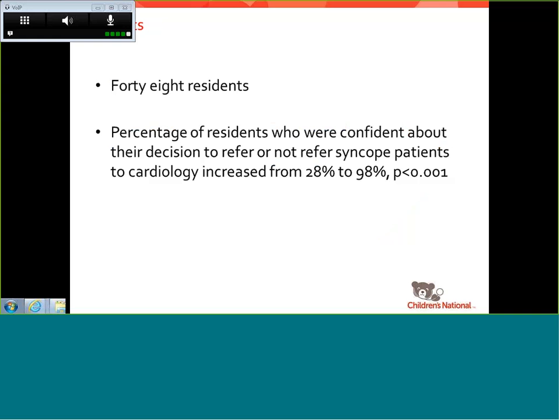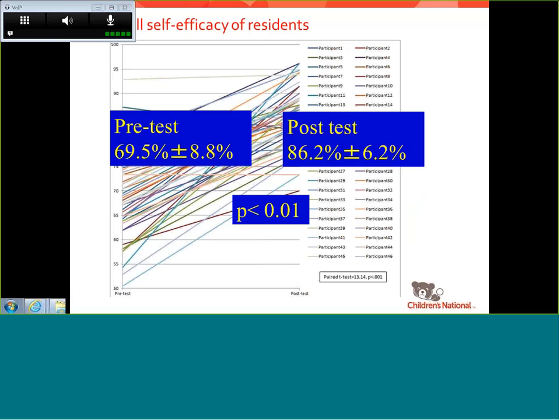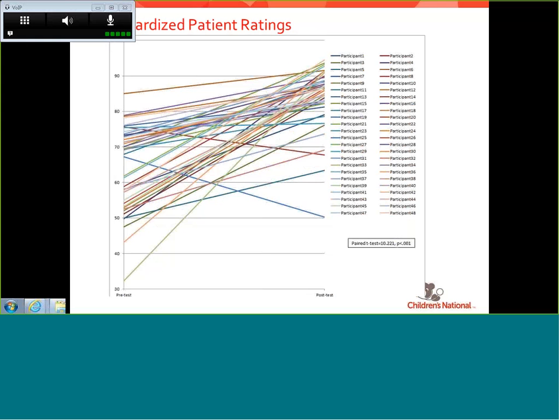The number of residents who improved their confidence in triaging to refer or not to refer increased from 28% to 98%. Almost all of the residents had an improvement in their self-efficacy. The mean went from about 70% to 86%. And as you can see, the mean is not very low. Those are second-year pediatric residents that you think would have some knowledge coming to us after they have done medical school and first year of internship.